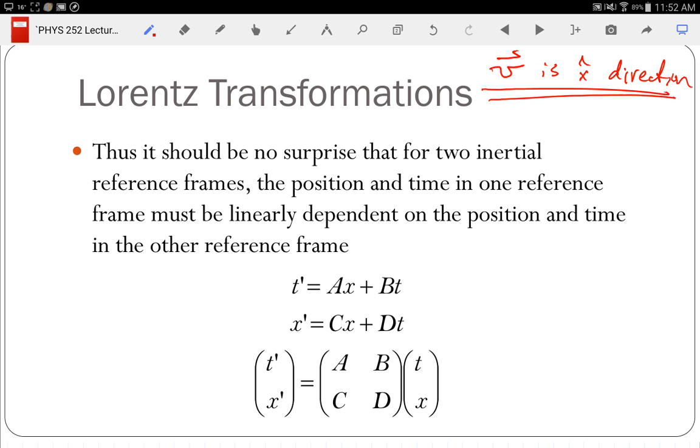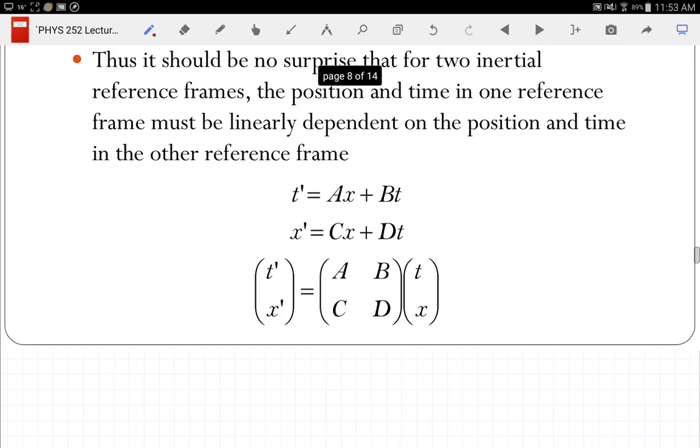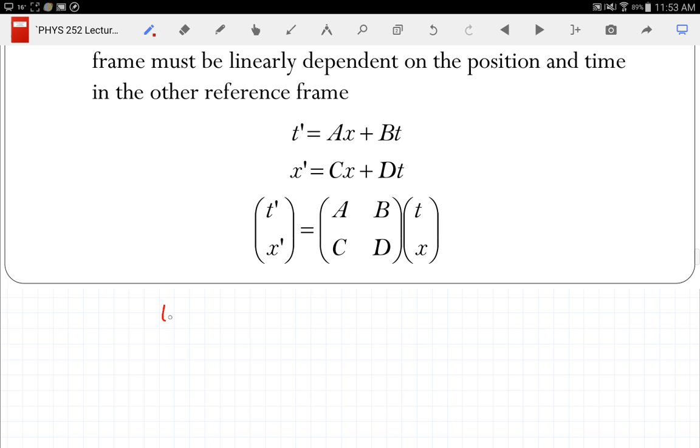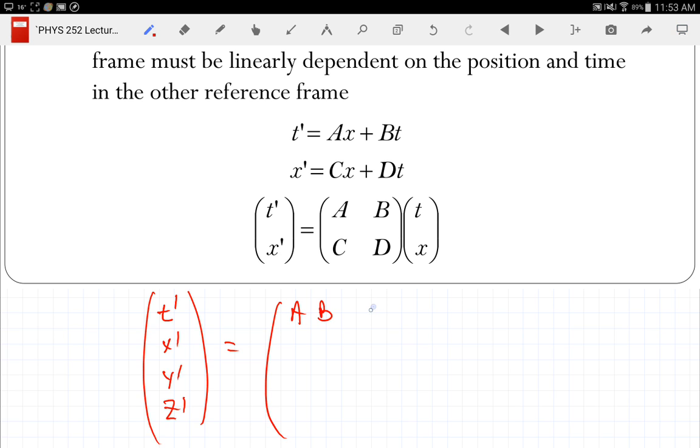Because in which direction do you have length contraction? Only in the direction parallel to motion. And so we only have x prime different from x. We don't have y prime different from y or z prime different from z because we defined the direction of motion as x. So I could have extended this. I could have said t prime, x prime, y prime, z prime equals A, B, 0, 0, C, D, 0, 0, 0, 0, 1, 0, 0, 0, 0, 1.